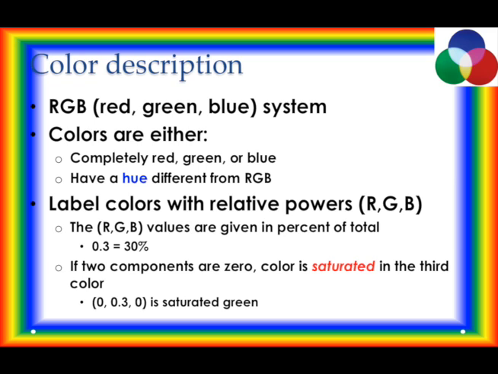Let's think about that. So red, green, blue. The 0 is green. Sorry, the 0 is red. The 0.3 is 30% green, and the other 0 is blue, which means it's definitely going to look green. And in fact, we call that saturated green. So that third color, the color that is still present, where the other two components are 0, is our saturated color.